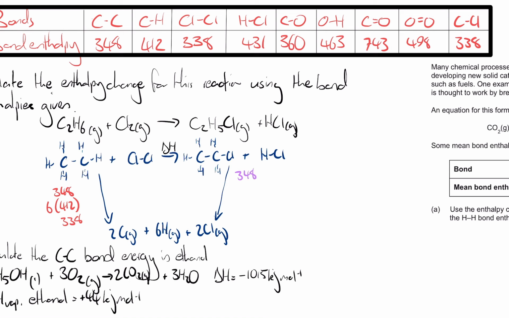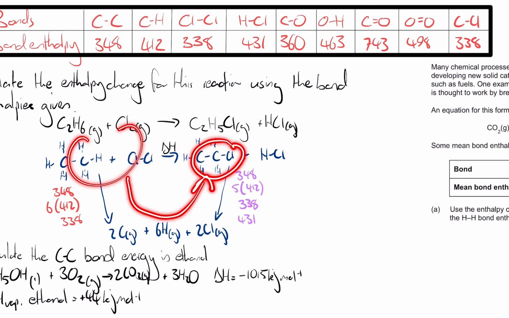We have 5 lots of carbon-hydrogen this time, so 5 lots of 412. 1 lot of carbon to chlorine, so 338. And 1 lot of HCl, 431. And again, think about, we're going this way. We can't go this way. We start here. We're trying to get to there. So we go this way.